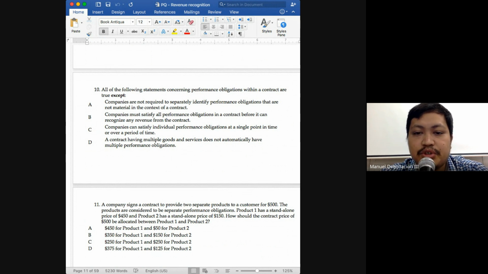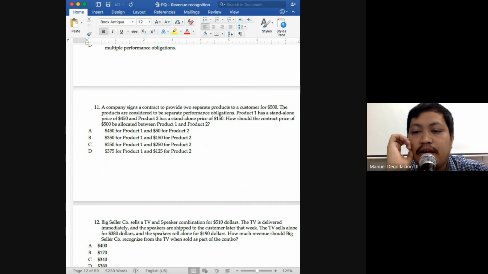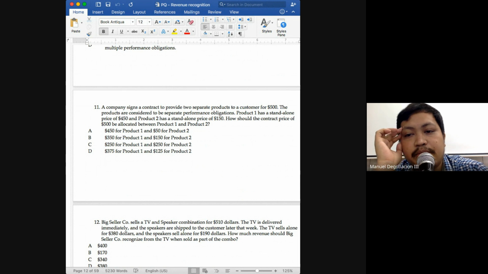That means C and D must be true. Companies can satisfy individual performance obligations at a single point in time or over a period of time. That's true. Letter D, a contract having multiple goods and services does not automatically have multiple performance obligations. Okay, that's also true. 11, a company signs a contract to provide 2 separate products to a customer for 500. The products are considered to be separate performance obligations. Product 1 has a standalone price of 450 and product 2 has a standalone price of 150. How should the contract price of 500 be allocated?